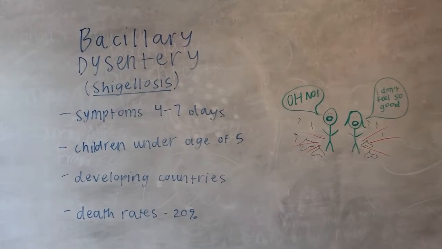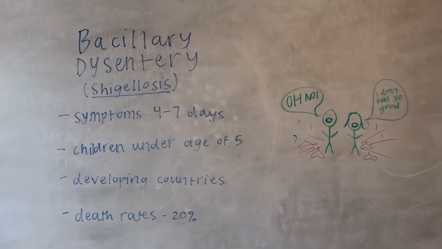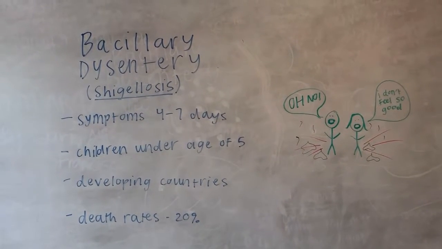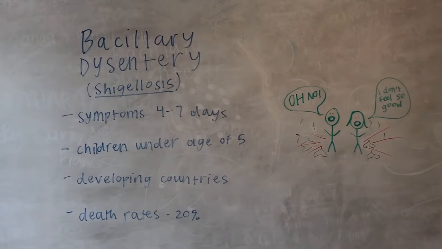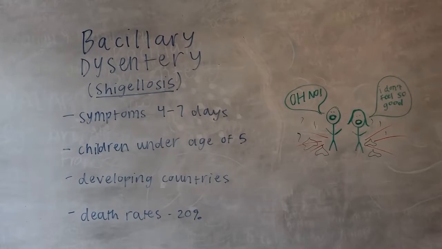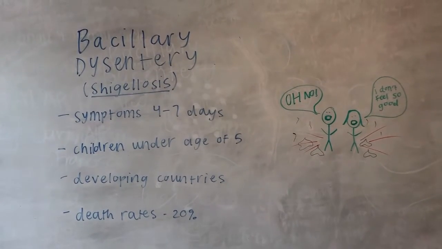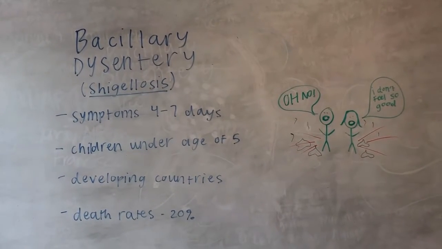Symptoms usually last between 4 to 7 days and are most commonly occurring in children under the age of 5. Here in the United States, shigellosis is much more mild than in developing countries. In some developing countries, the disease can have a death rate as high as 20%.